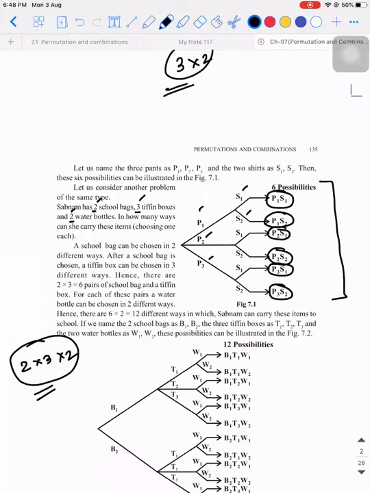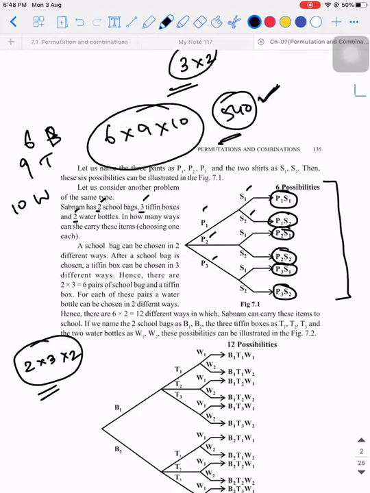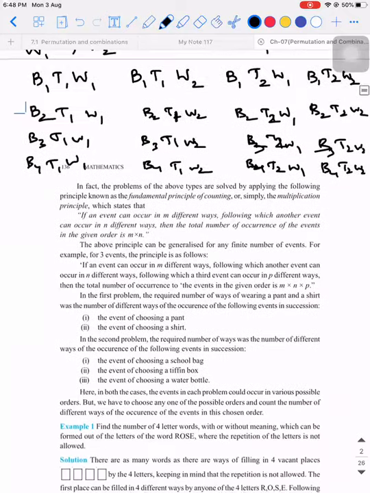Right? If suppose I increase the question to 6 school bags, 9 tiffin boxes and 10 water bottles, what will your answer be? 540. 6 into 9 into 10. So there are 540 such possible ways in which she can carry 1 school bag, 1 tiffin box and 1 water bottle at a time. Are you able to understand? So this multiplication of all the objects that you have in your hand is what is given a technical name called the fundamental principle of counting. Are you guys clear with this?